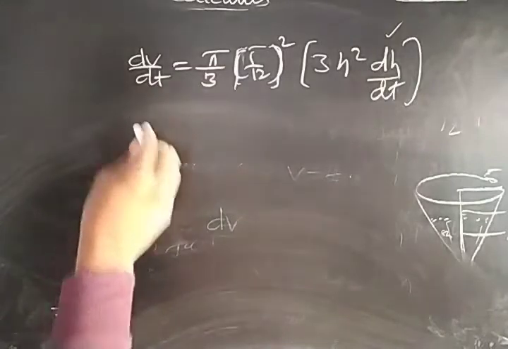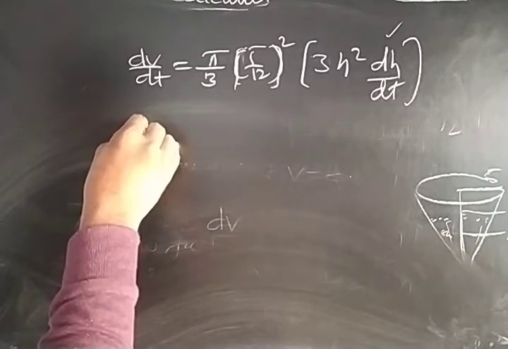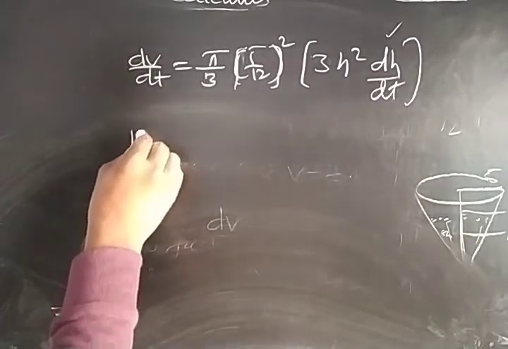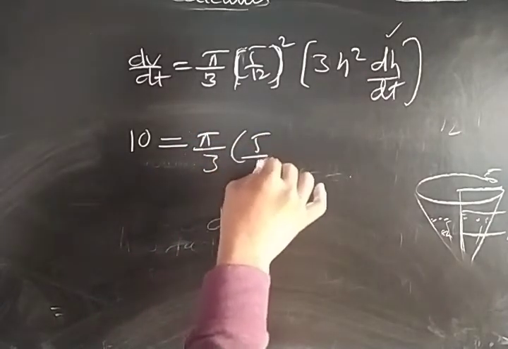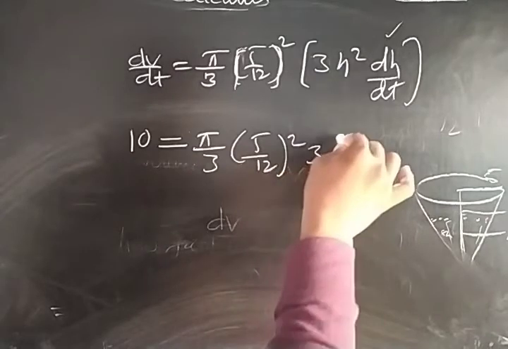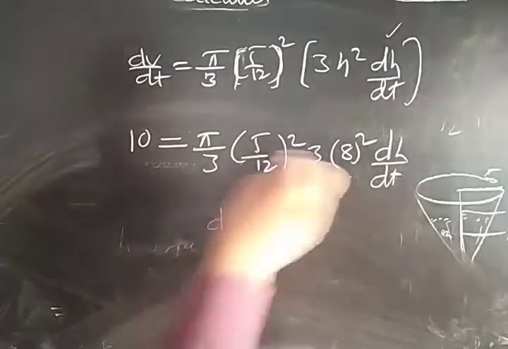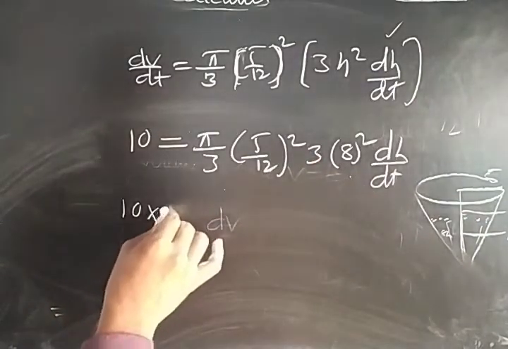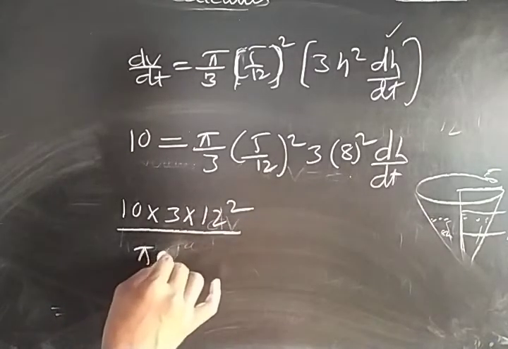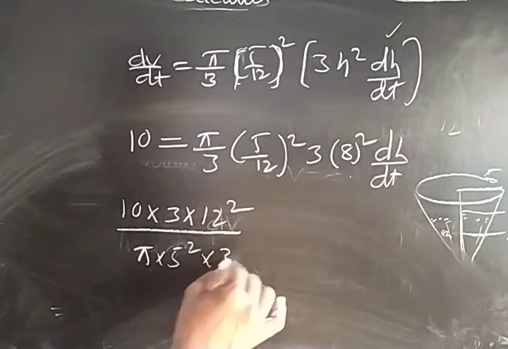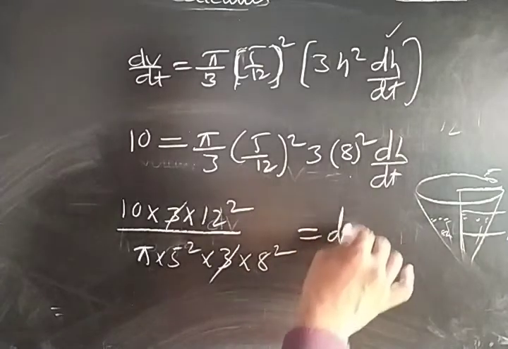Okay, dV by dt is also given. What is the dV by dt? dV by dt is 10 cubic meter per minute. So 10 is equal to pi by 3, 5 by 12 whole square, 3 into h, water height, h square, dh by dt. By sending all these terms to the right hand side, 10 into 3 into 12 square by pi into 5 square into 3 into 8 square. So 3 cancel, is equal to dh by dt.